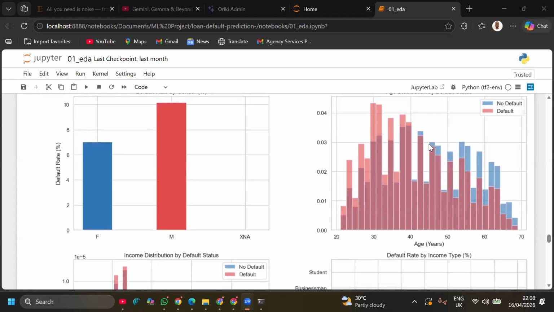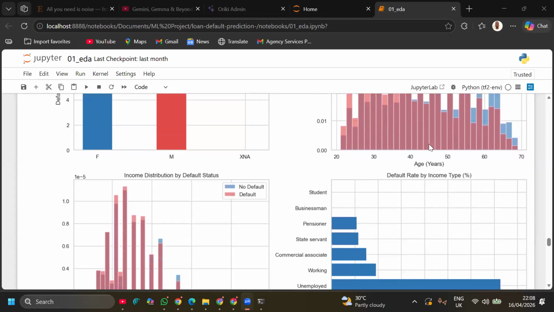So based on the age distribution, we can see that people around the age of 20, 25 down to 40 actually are on the default side, while people above 40 do not really default like that compared to people around 25 to 40 years of age.